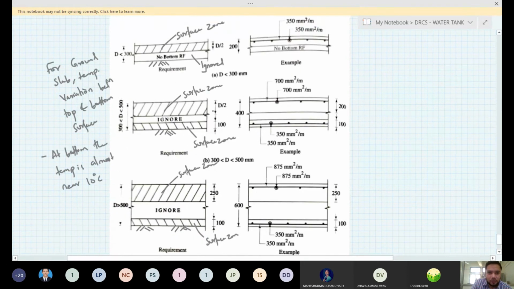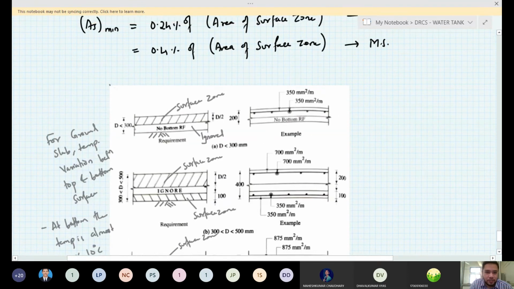This is an example of a depth having thickness between 300 to 500. For 400 thickness, within the top 200, that is half the thickness, you have to provide the steel, and for the bottom 100 you have to provide the minimum steel. And for thickness less than 300, let us say 200 mm, you have to provide this for the 100 mm depth.